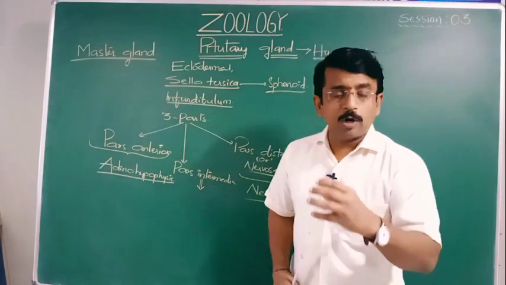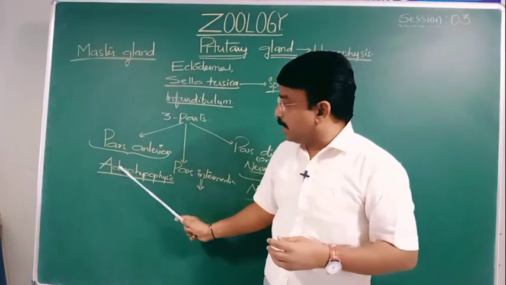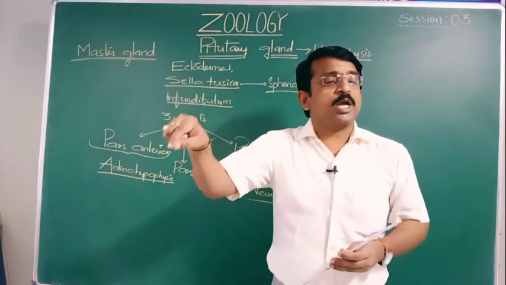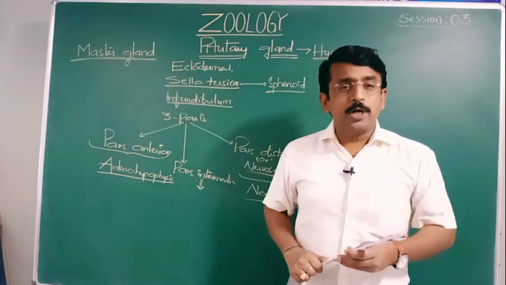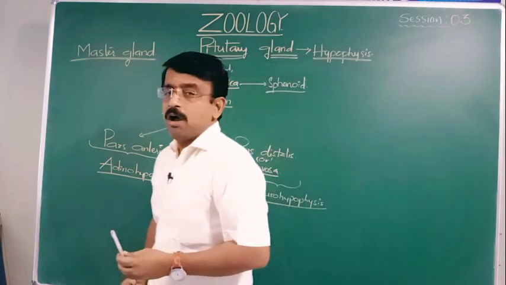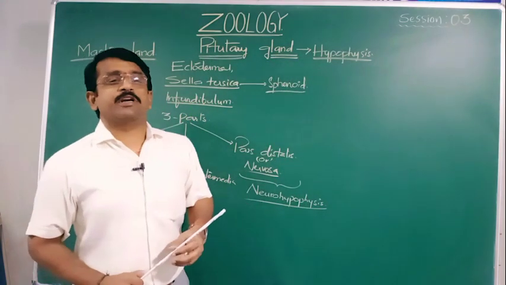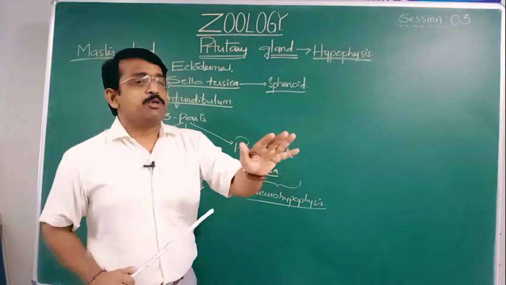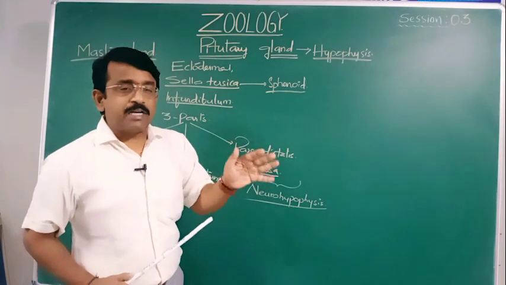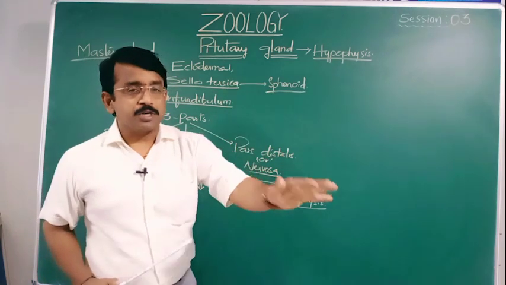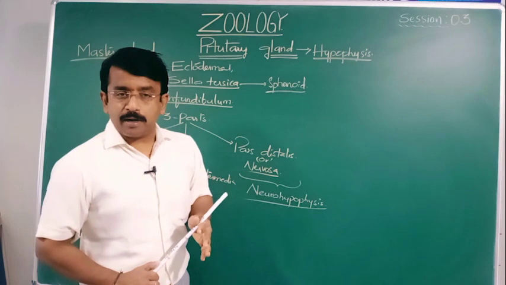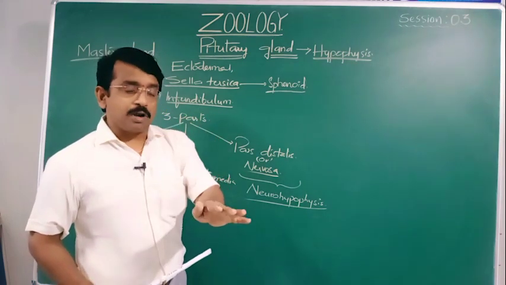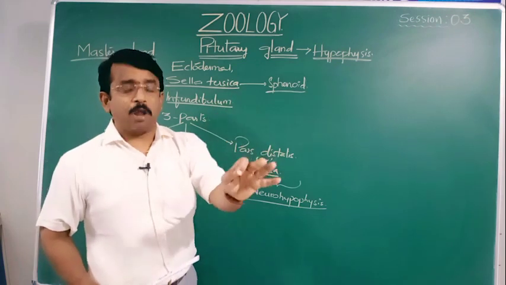The thyroid stimulating hormone released from the adenohypophysis stimulates the thyroid gland to secrete thyroxine. Adrenocorticotropic hormone stimulates the cortex of the adrenal gland to secrete corticoid hormones. This is the reason why the pituitary gland is considered the master endocrine gland. However, the pituitary is the master endocrine gland, like the master of an orchestra.